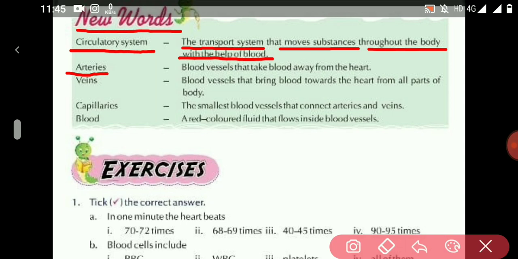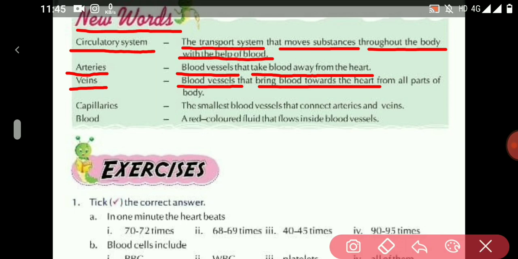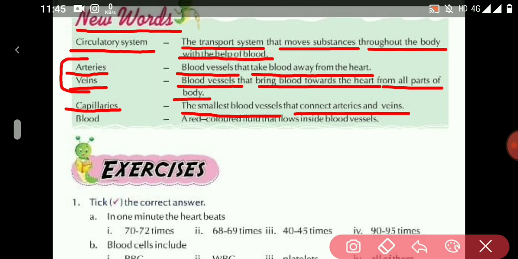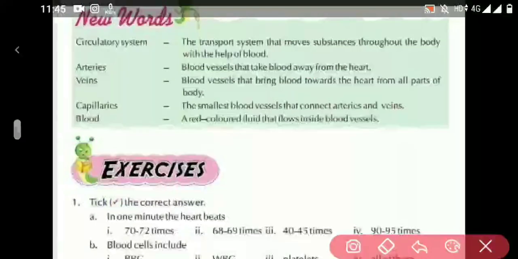What are arteries? Arteries are the blood vessels that take blood away from the heart. Next is veins. What are veins? Veins are the blood vessels that bring blood towards the heart from all the parts of the body. Now the next one is capillaries. What are capillaries? These are the smallest blood vessels that connect arteries and the veins. The last one is blood.